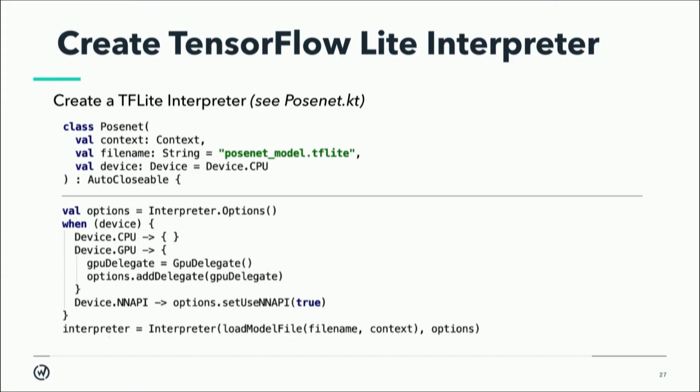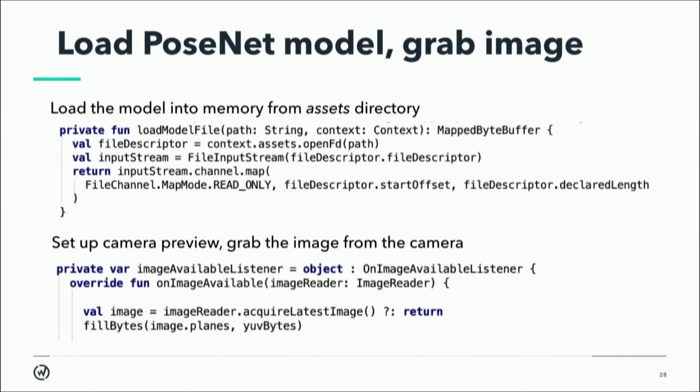And to initialize the interpreter, we have to pass it the model file, and machine learning models usually live in the assets directory of your project. So this is how it's going to look. The load model file loads the model into memory from assets. And then since it's pose tracking, we'll need to grab images from the camera. We'll have to set up the camera preview. All of this code is available in the example, but I'm not going to focus on it in this presentation, since it's mostly about machine learning.